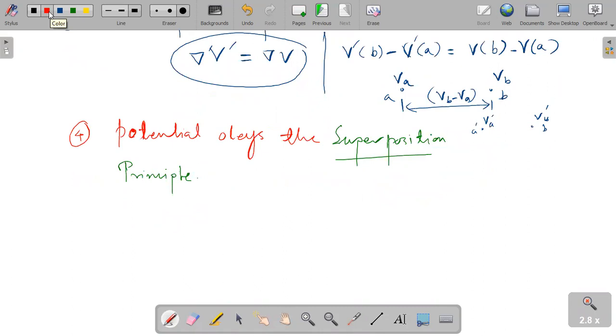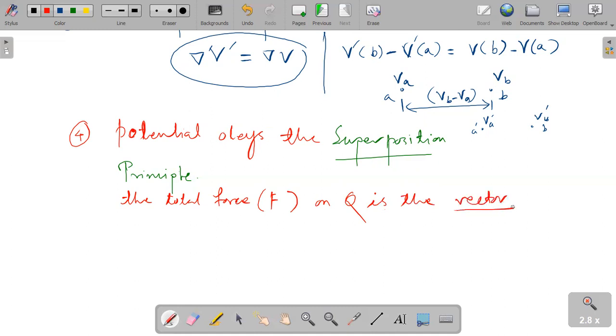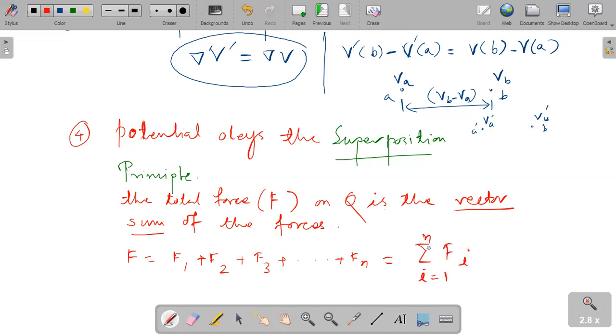Potential obeys the superposition principle, and for this case we can write the mathematical equations for force, electric field, and potential. Here I will write the total force. Suppose F on Q is the vector sum of the forces. Therefore we can write F equal to F1 plus F2 plus F3 up to Fn, if there are n particles. This can be written as the summation of Fi, i going from 1 to n. Is it correct?